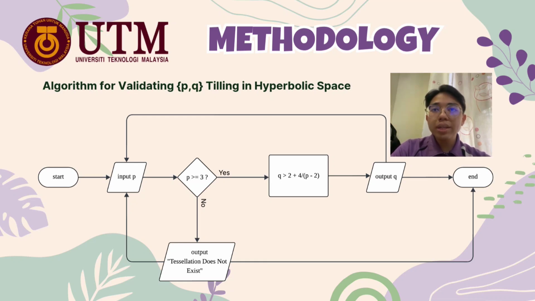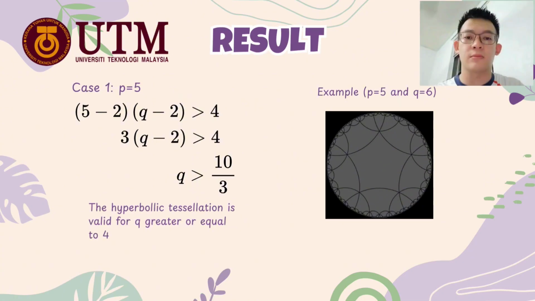The algorithm begins by taking the input P, which is the number of sides of each polygon, then going through the condition whether P is greater than or equal to 3 for the existence of the tessellation. Then the output Q is calculated to determine the range of Q. Now, I would like to explain the result. Let's begin with the case P is equal to 5.